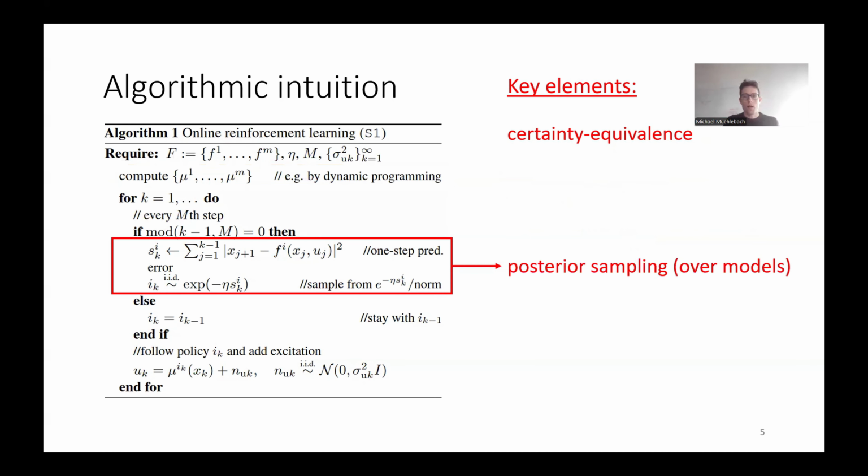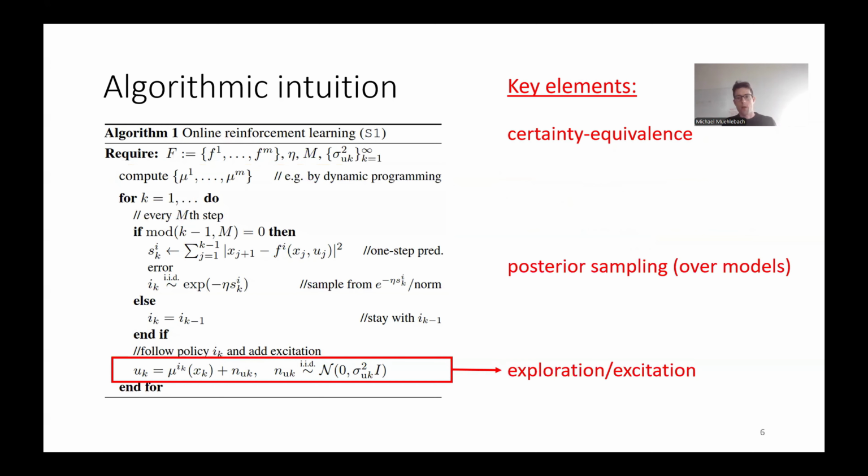Now, as online data comes in, we do posterior sampling over models. We apply the corresponding certainty equivalent feedback control law, and we add additional exploration. The exploration that's added is actually crucial because it enables us to get frequentist policy regret guarantees. This algorithm can also be viewed through the lens of hedge or multiplicative weights.